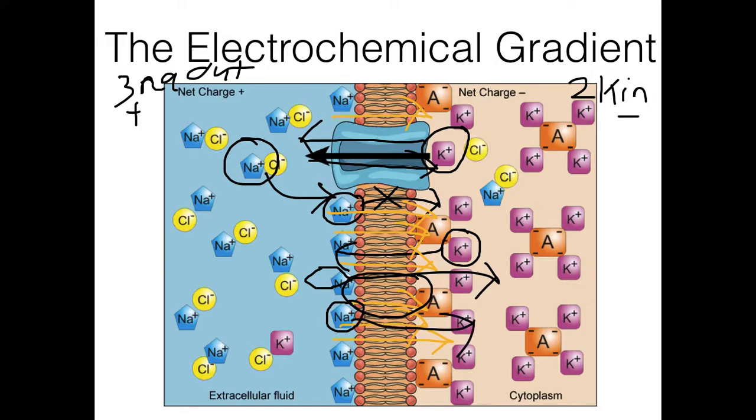That's how this electrochemical gradient is used by most cells. As we will see, it can actually be used by electrically excitable cells, neurons and muscle cells, to do something very different and interesting.